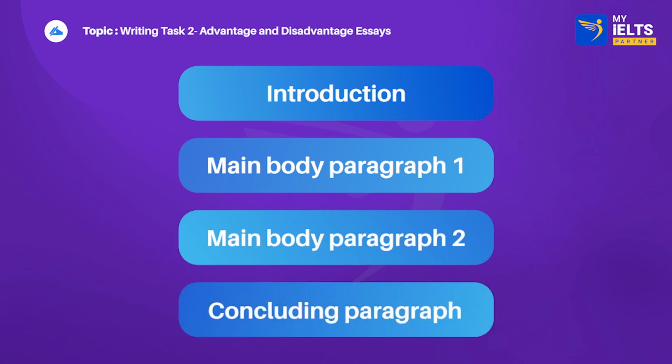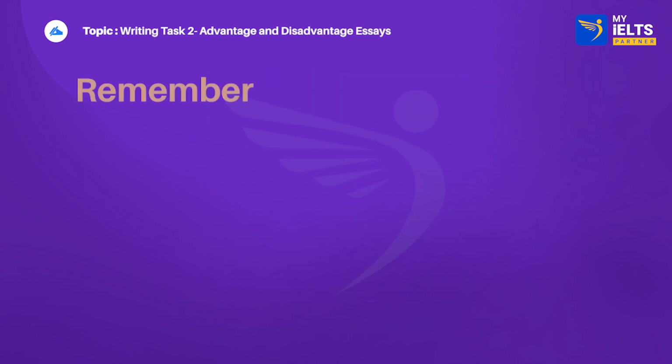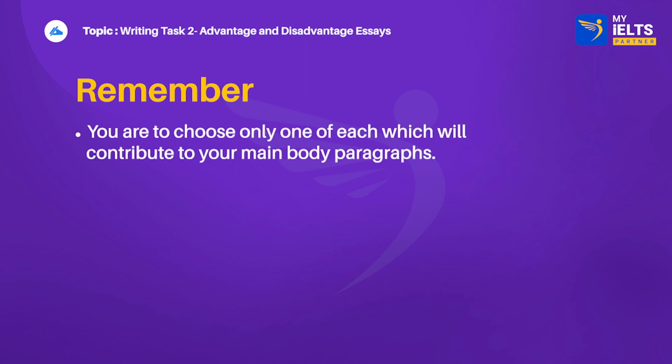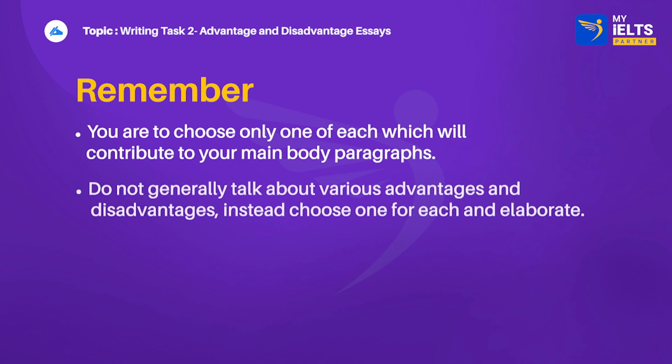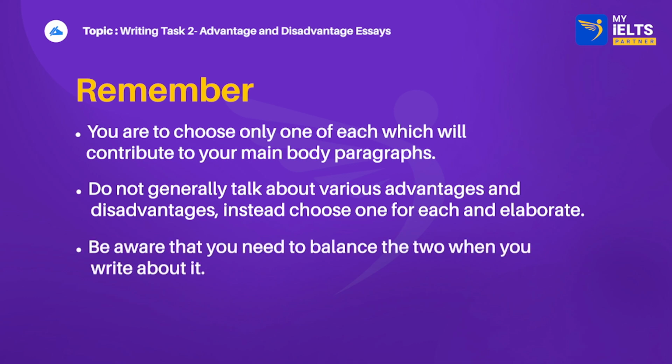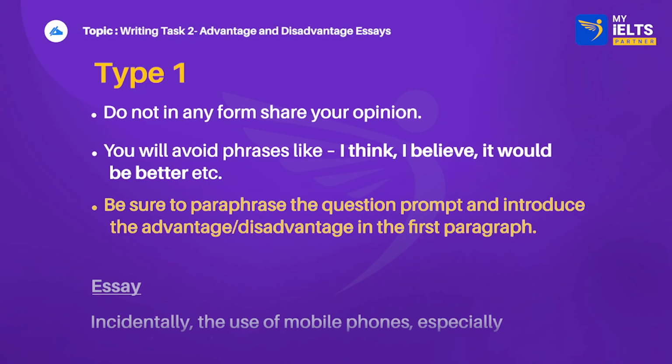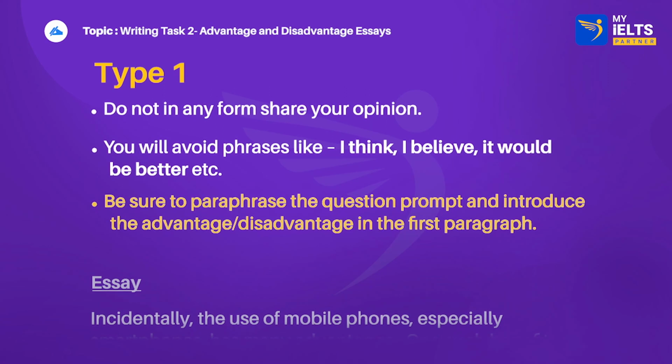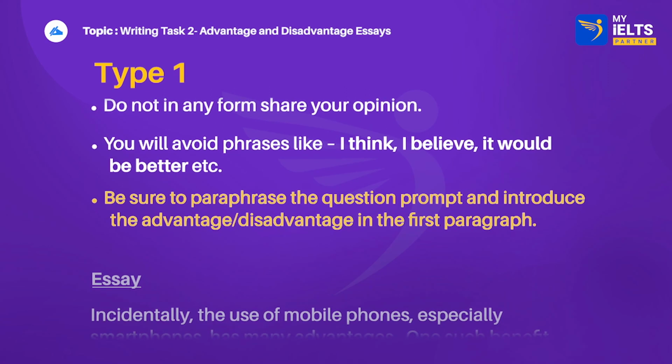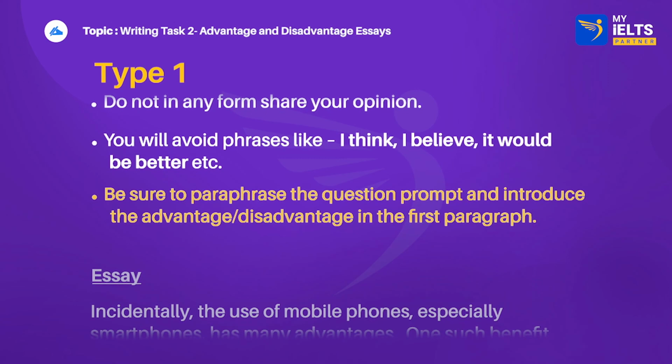Now, even though the prompt might say advantages and disadvantages, remember that you are to choose only one of each which will contribute to your main body paragraphs. Do not, however, generally talk about various advantages and disadvantages. Instead, choose one for each and elaborate. Also be aware that you need to balance the two when you write about it. Be sure to paraphrase the question prompt and introduce the advantage and disadvantage in the first paragraph.